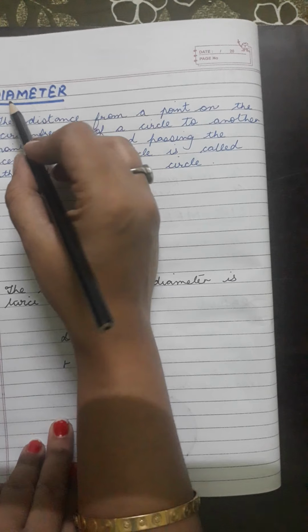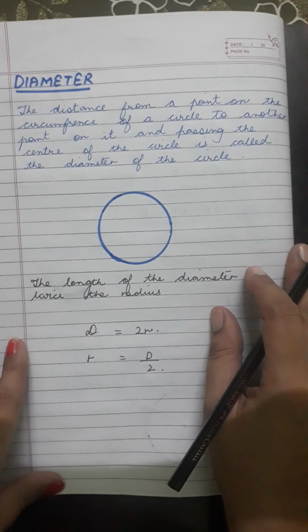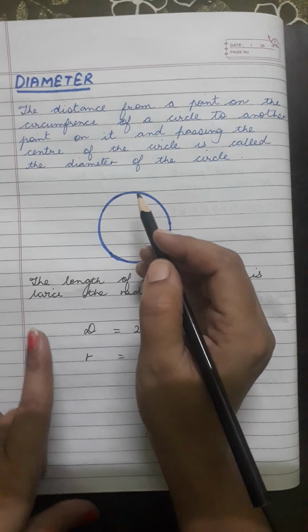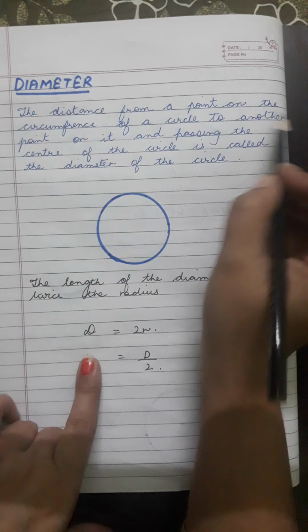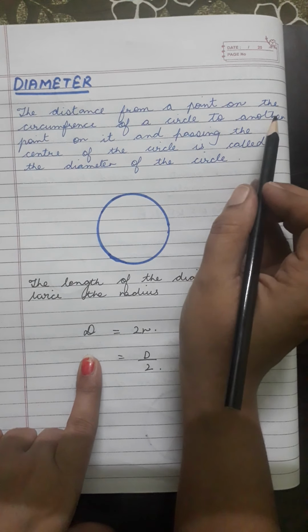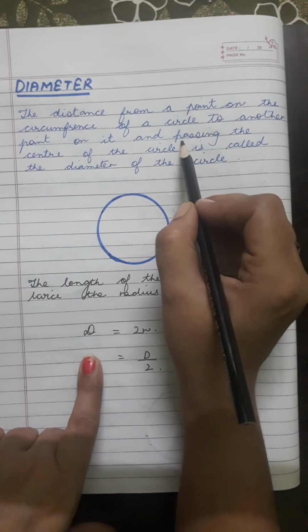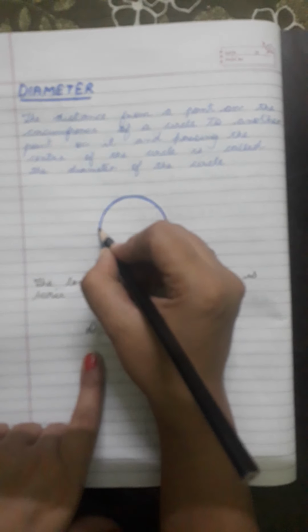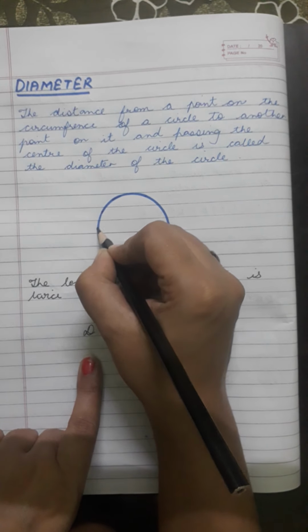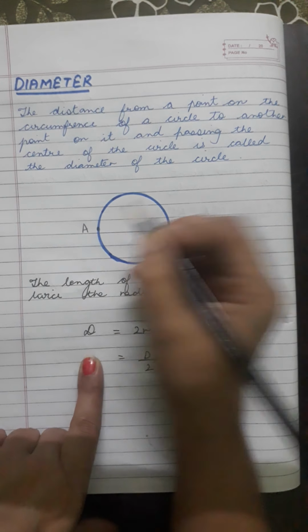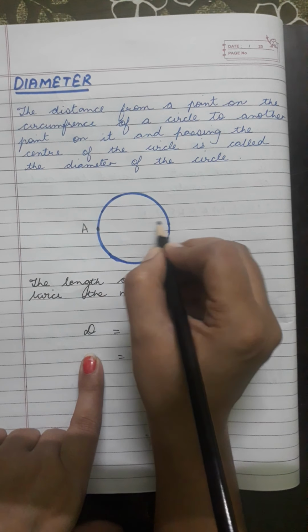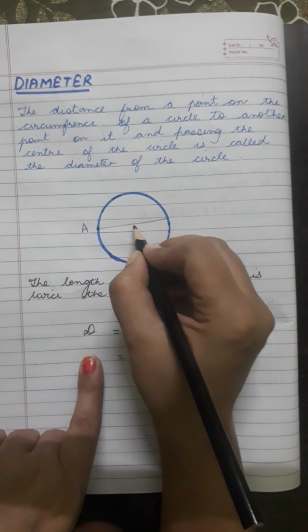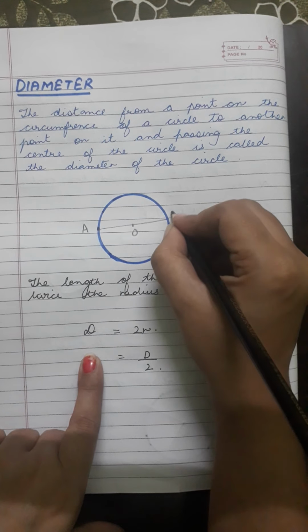The next very important point is the diameter of a circle. So what is the diameter? First of all, we have read the radius. Now it is diameter. It is the distance from a point on the circumference of a circle to another point on it, passing through the center. If we have taken one point on the circumference, let us name it A. The other point that we take should pass through the center O, and B.